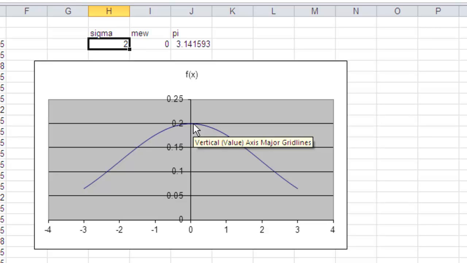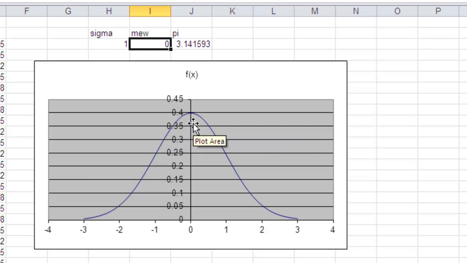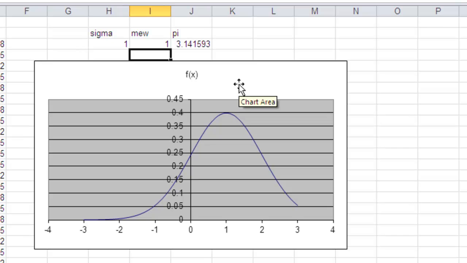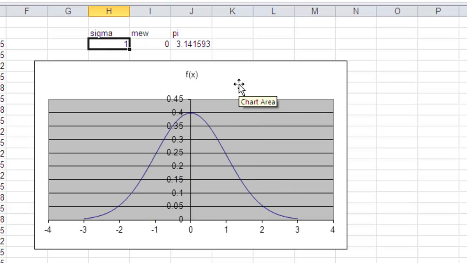If I make it back to 1, but start changing mu, that is the mean, then if I make that 1, of course I'm going to move this to the right. Okay. Now these things are all normal distributions.